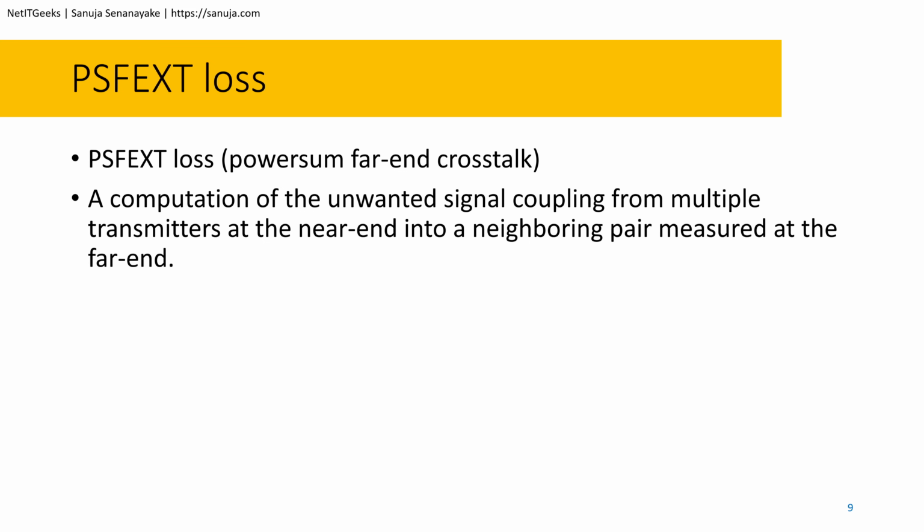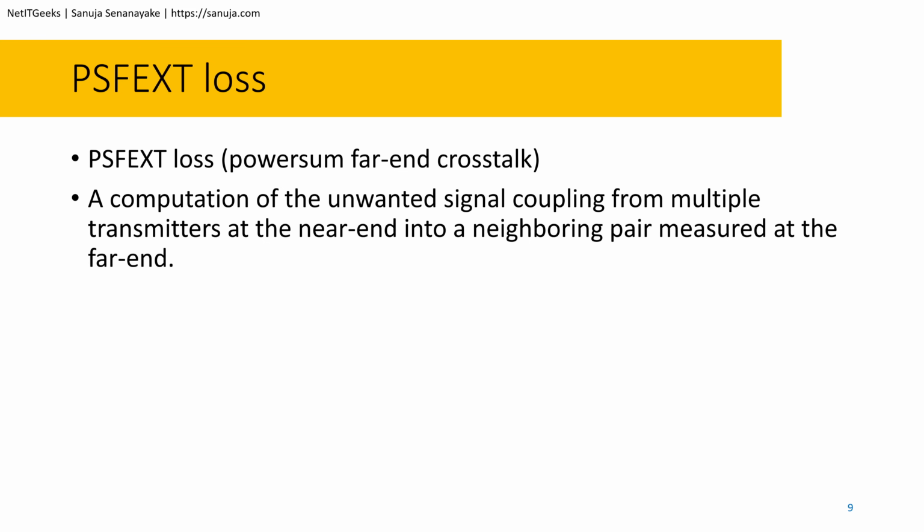basically, remember, if you don't understand this concept, at least read the definition and try to wrap your head around it. So the PSFEXT loss is a computation of the unwanted signal coupling from multiple transmitters at the near end into the neighboring pair measured at the far end. So what causes this? Again, crosstalk, which basically occurs when the signal from one wire capacitively or inductively couples into another wire, creating interference. This is basically the primary cause.